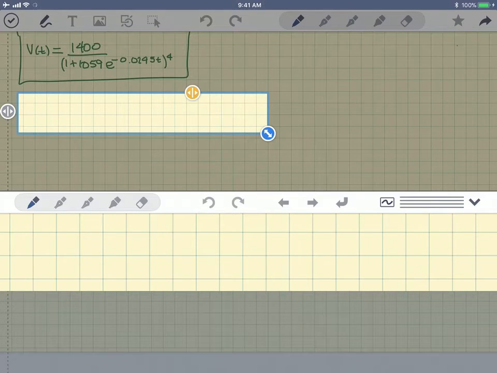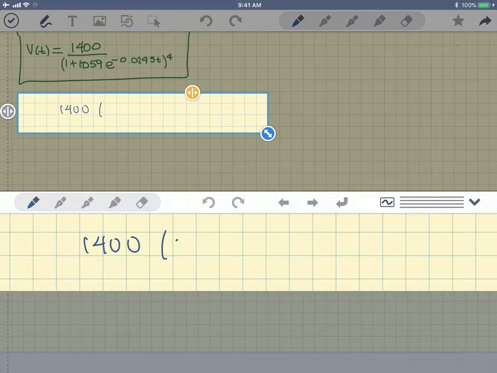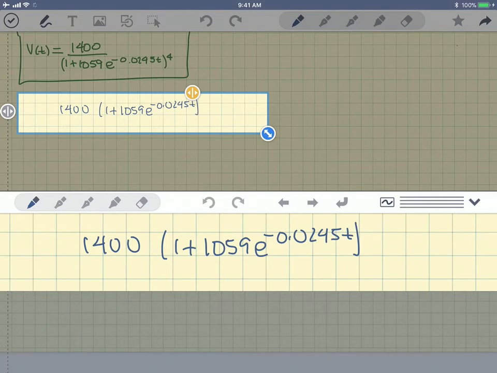So I'm going to find the derivative of this guy. All I need to think about is that the 1400 is a constant now. And all I have is the composition, 1 plus 1059 e to the negative 0.0245 t, to the power of negative 4. Okay, so due to that function, I can forget about the 1400 if you want, because it's just a constant that will stay outside. So just get rid of this part and then multiply with the constant. Okay, so what's the derivative of that?